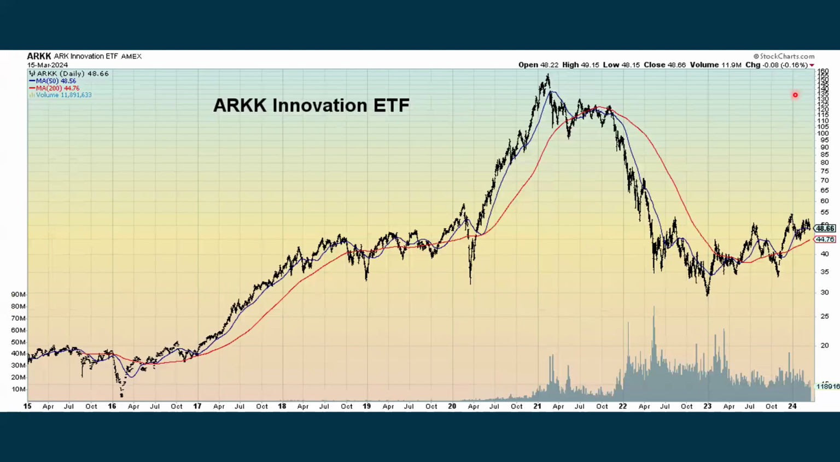been using this chart. ARK, which was down slightly on Friday, it's in an uptrend, but it really hasn't been participating in the big bounce that we've been seeing in the rest of the market.